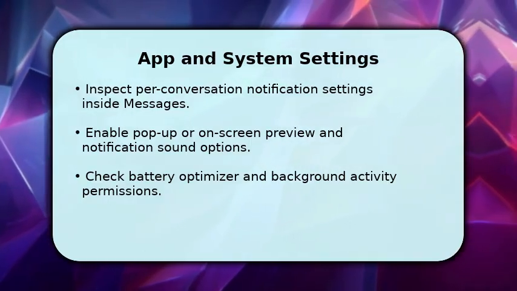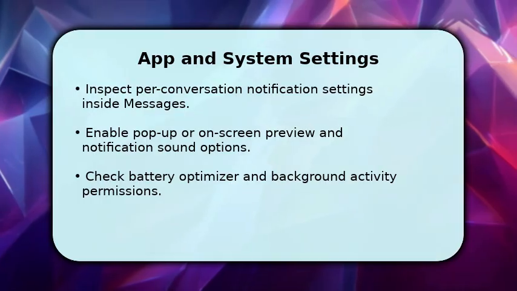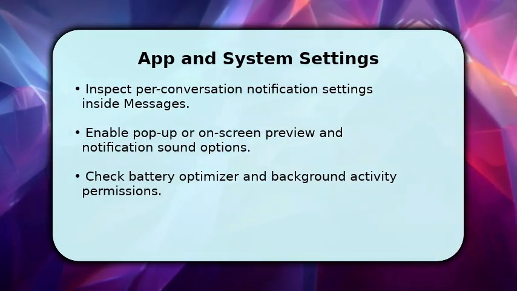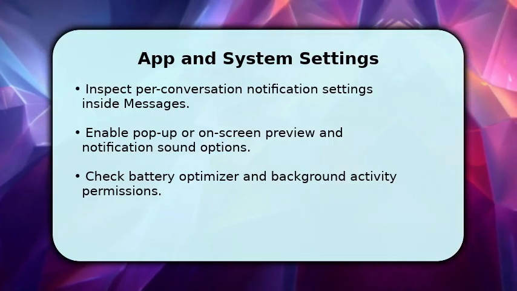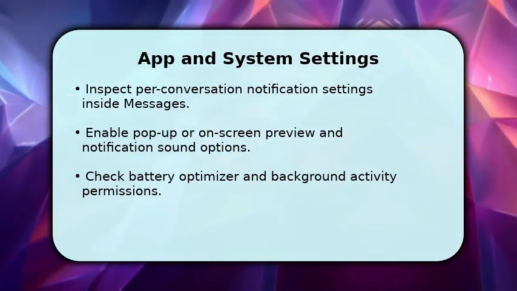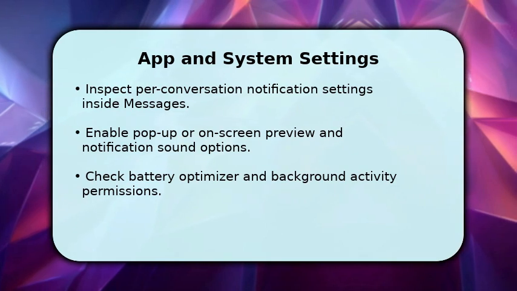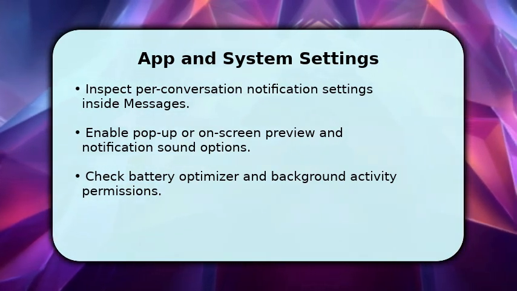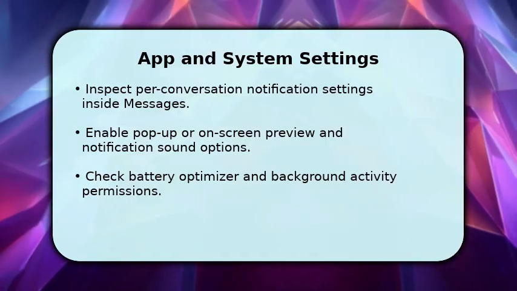Then check battery optimization. Exclude messages from aggressive battery savers and allow background activity so the app can receive push notifications. Once you've configured these, send a test message to verify banners, sounds, and pop-ups behave as expected. For stubborn cases, clear the messages cache or update the app.